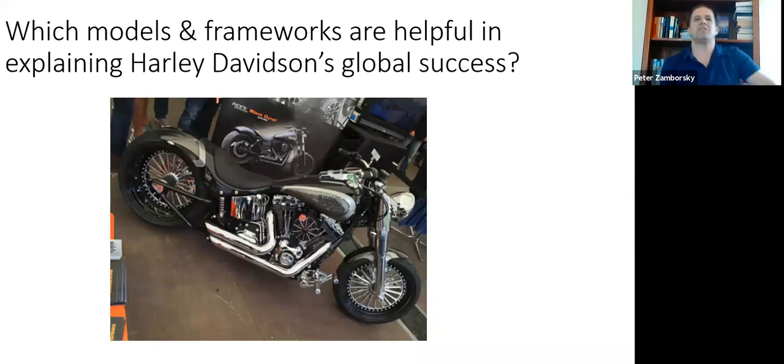Now, let's apply to examples. So we covered a number of models. If you remember, we had Porter's generic strategies. We had Porter's 5 forces. Now we had coordination and configuration. So you might think about successful companies such as Harley-Davidson and try to pick a framework to analyze its success, and any of these frameworks to a degree is applicable. So the beauty is that they're quite general, quite universal, adaptable.